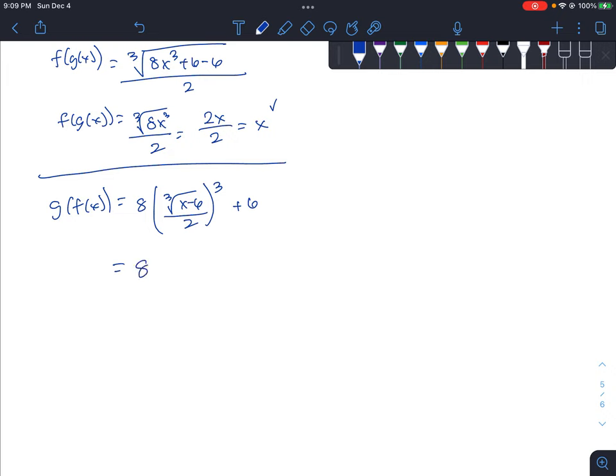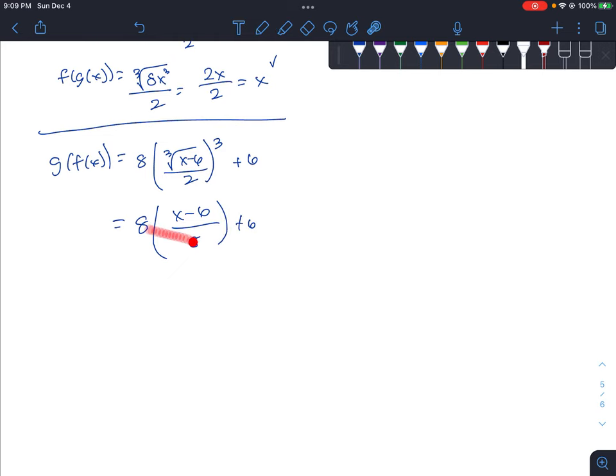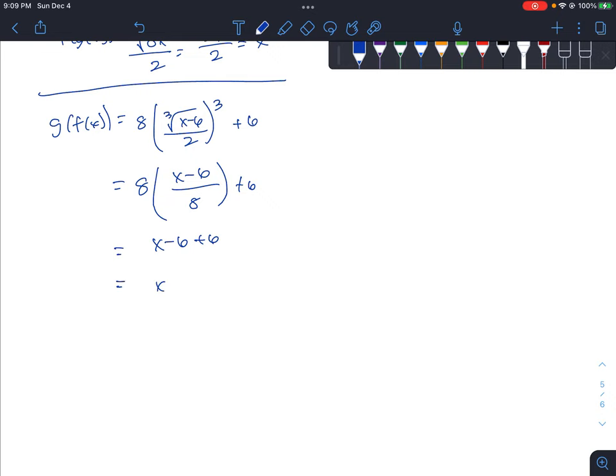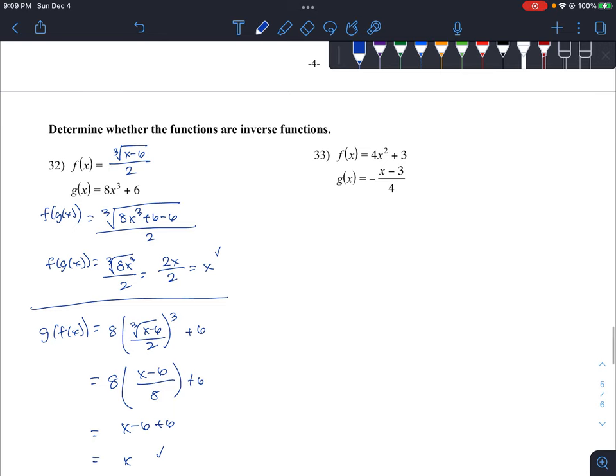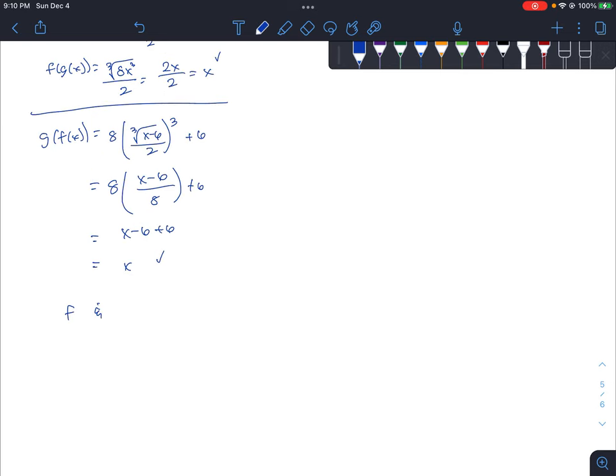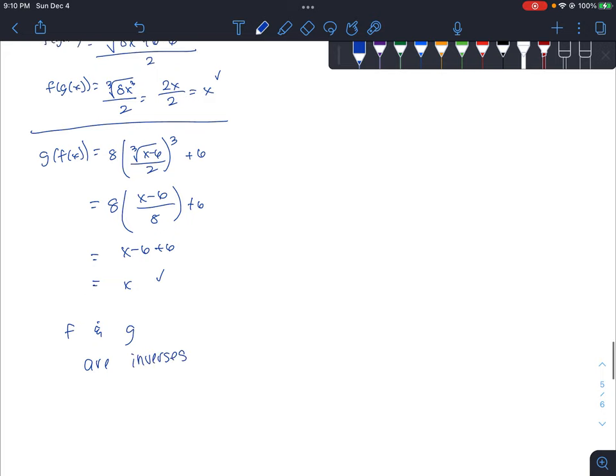So this is going to be equal to 8 multiplied by, now when I cube this numerator right there, because I can cube both numerator and denominator, that's going to make it x minus 6. And when I cube the denominator, that's going to be equal to 8, then plus 6. These will cancel because that's 8 on top, 8 on the denominator. So that's going to be equal to x minus 6 plus 6, which is equal to x. So there you go. We were able to show that they both equal x, and therefore they are inverses. So f and g are inverses. You need to show both of those.